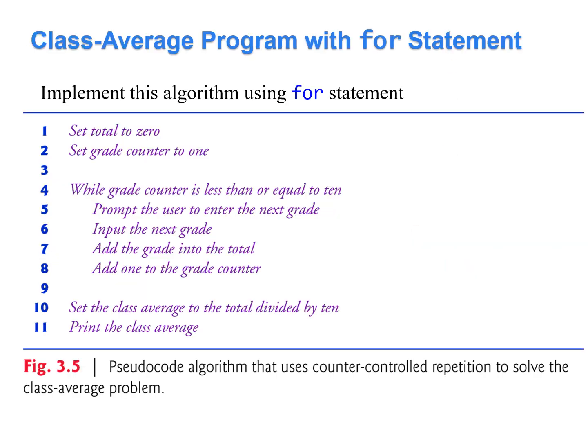Now I'm going to show examples of complete Java programs that have a for statement. The first example is the class average program. Recall that this is the pseudocode algorithm that uses counter-controlled repetition to solve the class average problem. And we had discussed this problem in part 2 of control structures. We had also implemented this algorithm using the while statement, but now we will implement it using the for statement.